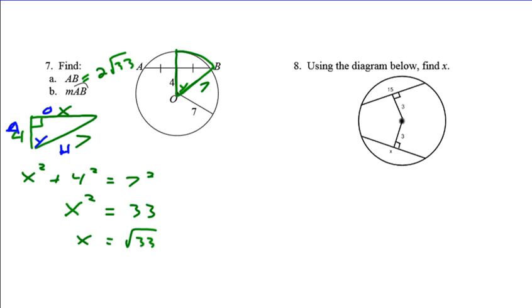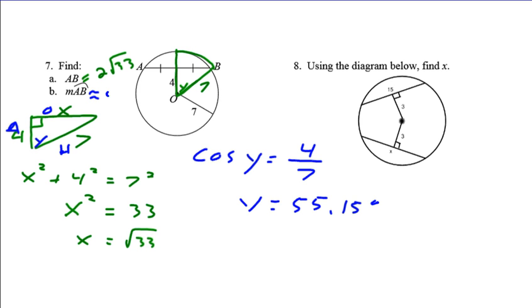So using the adjacent and the hypotenuse means we use cosine. Cosine inverse on both sides, and my calculator tells me that that is 55.15 degrees. And at 1 decimal place, that's 55.2 degrees.